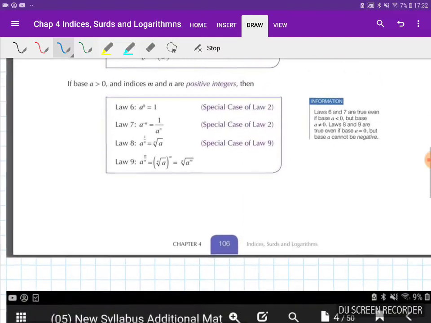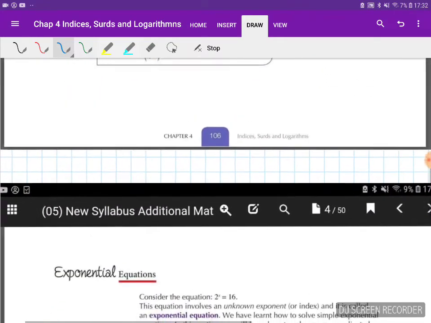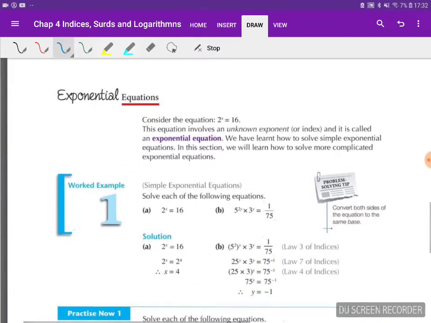Where did we stop for E-Math? In E-Math, we learned how to solve exponential equations. What is an exponential equation? Basically, exponential equations are equations involving an unknown exponent, or in this case index. You can see that 2 to the power x equals 16, where x is the unknown index, so we call this kind of equation an exponential equation. We have solved equations like this in E-Math.